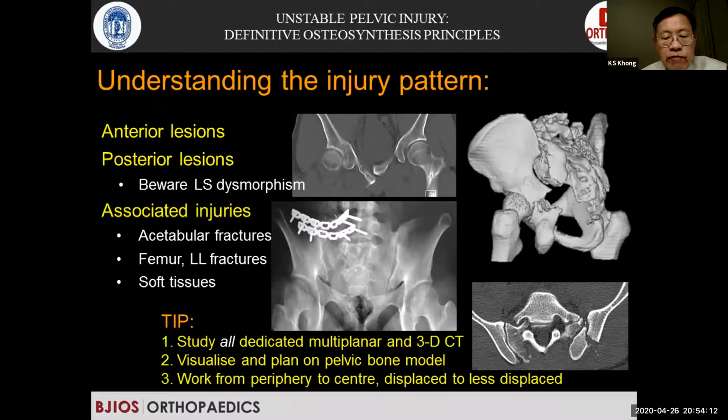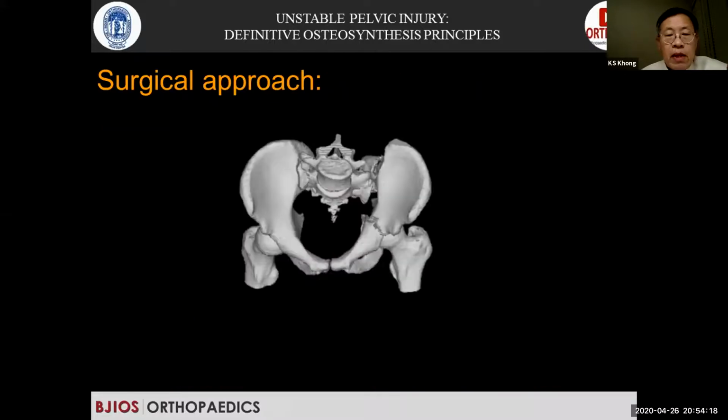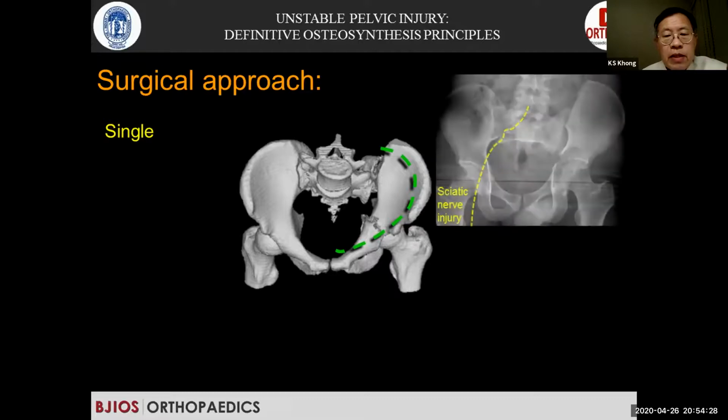The plan is usually to work from periphery to center, from the more displaced to the less displaced, as a principle. The surgical approach can be a single surgical approach. In this case that I just showed, with a crescent fracture and an acetabular fracture, you can do it through one. But this patient also happened to have the sacral fracture on the opposite side with a sciatic nerve injury. So you may have a double.